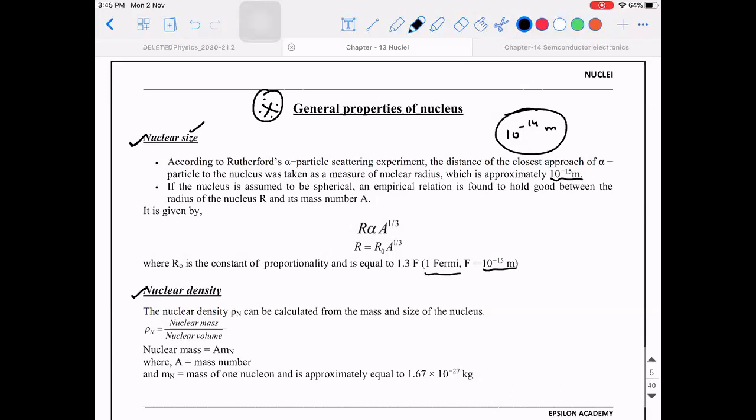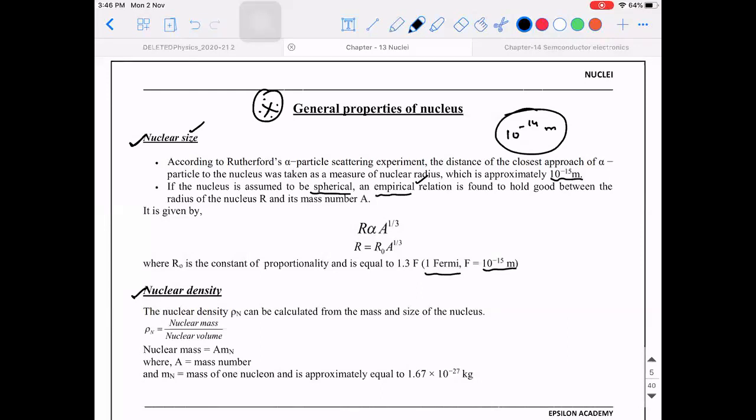If the nucleus is assumed to be spherical, as I told you, nobody has seen what it is, then an empirical relation applies. There are two types of statements that we make: one is empirical and the second is statistical. That is, we do an analysis. An empirical relation is something based on observation, from which we come up with a theory.